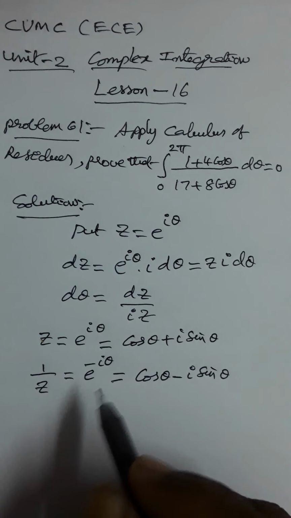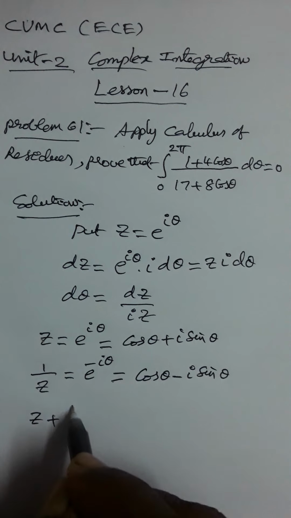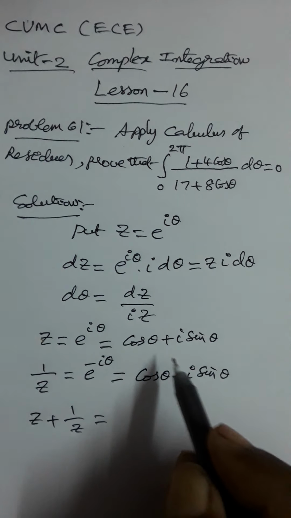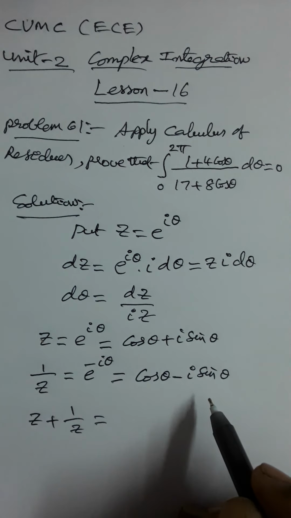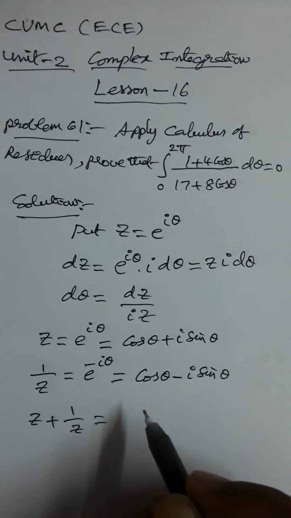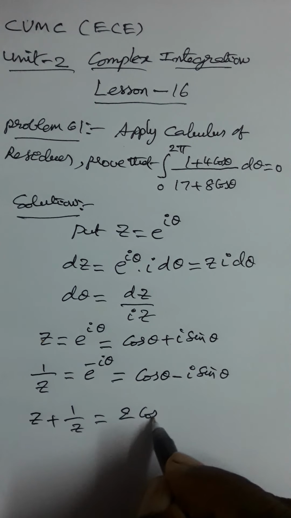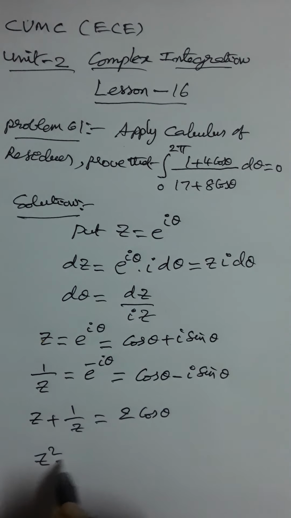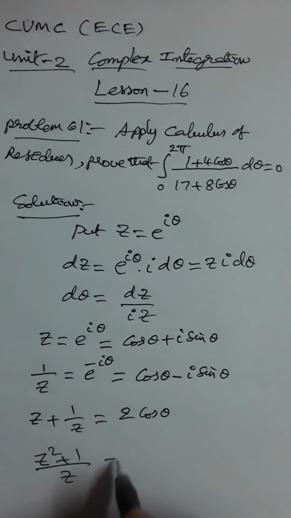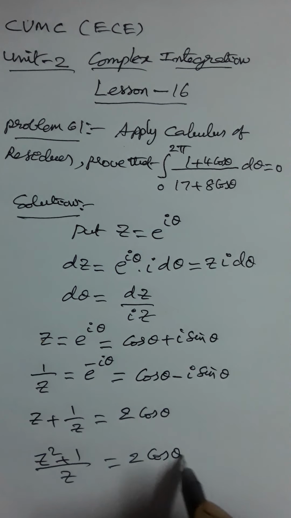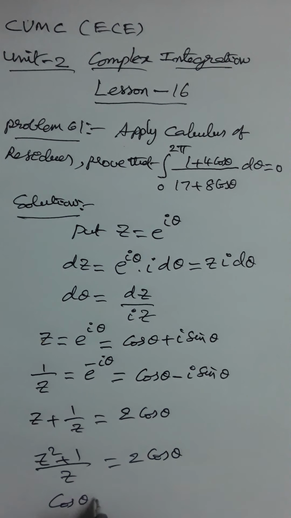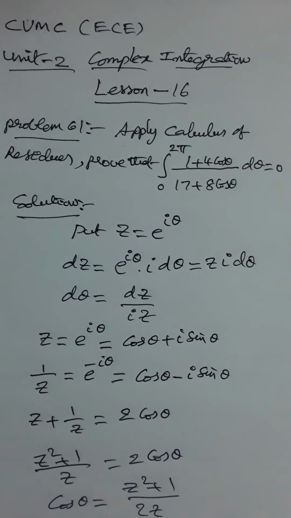How do we get cos theta? Adding z plus 1 by z, the plus i sin theta and minus i sin theta cancel. Cos theta plus cos theta is 2 cos theta. So z square plus 1 by z is equal to 2 cos theta. From this, cos theta is equal to z square plus 1 by 2z.